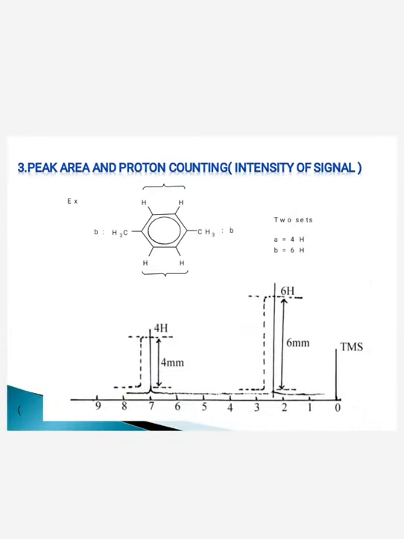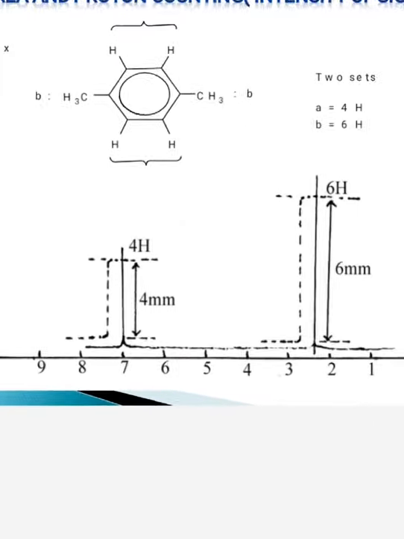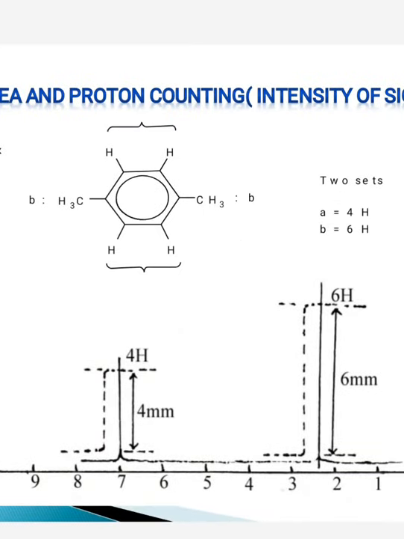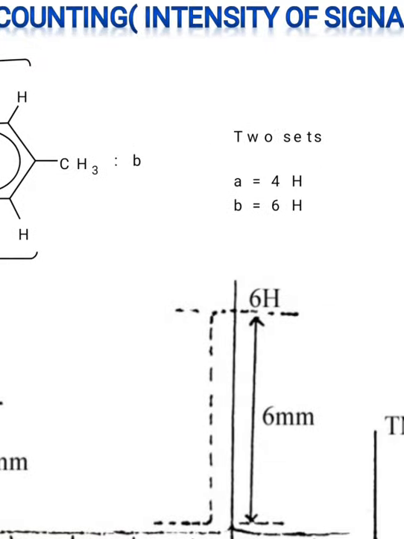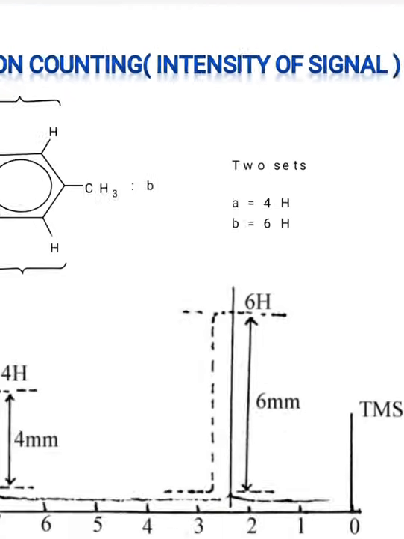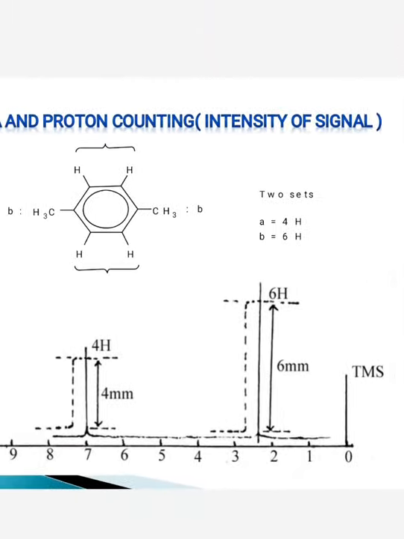Now the next important point is the intensity of signal. The height of the signal gives an idea about the total number of protons for that particular set. Here, in this xylene, two methyl groups are identical and give a singlet, and the four protons of the aromatic ring are the same and give a singlet. So for the A set there are four hydrogen atoms and for the B set there are 6 hydrogen atoms. See the signals on the NMR scale.